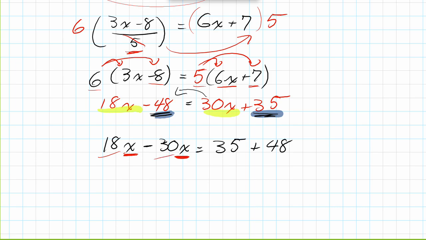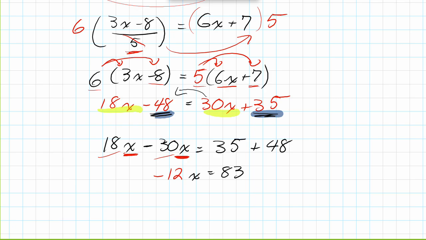18 minus 30, what's that going to give me? I think that's going to give me negative 12x, so I believe I should get negative 12x here on the left-hand side. And then 35 plus 48 is going to be 83, I believe. You might want to double check me with a calculator here. 83. So we're so close. We've almost got x by itself.